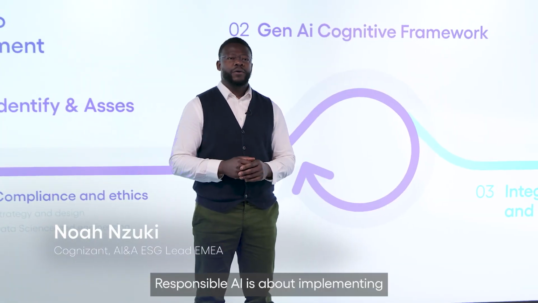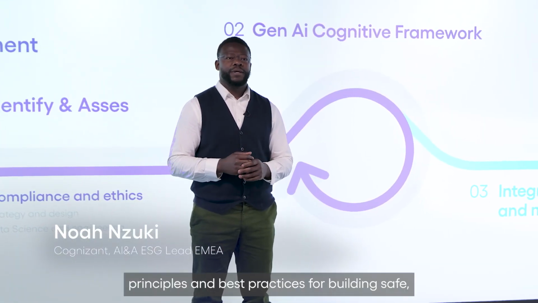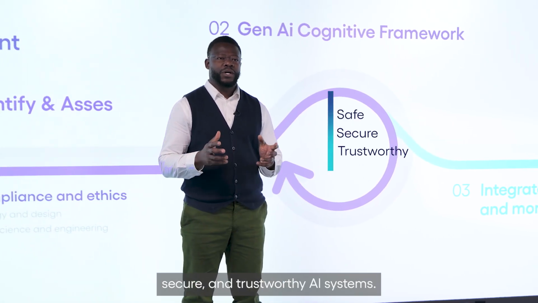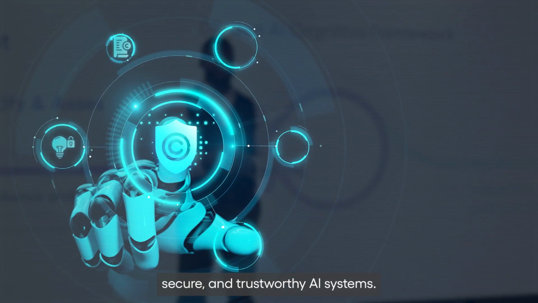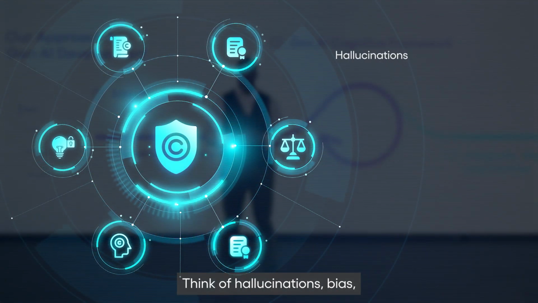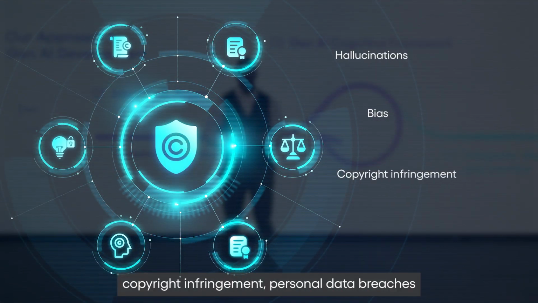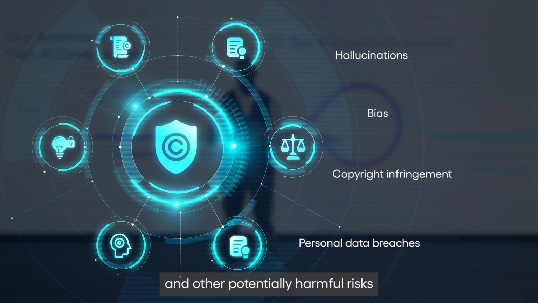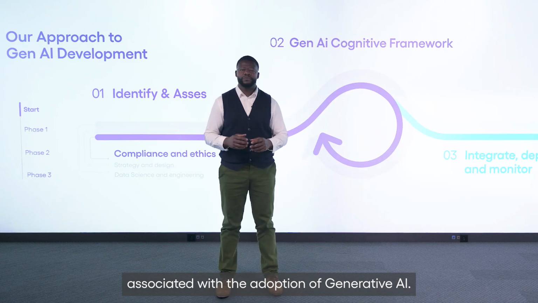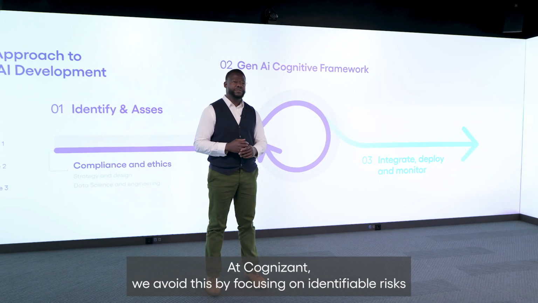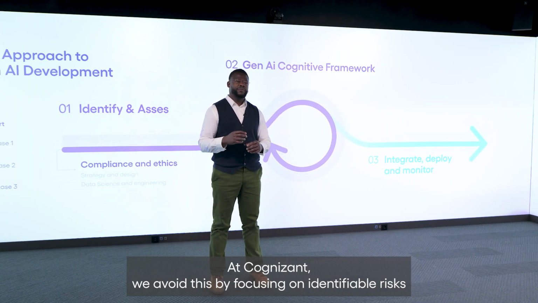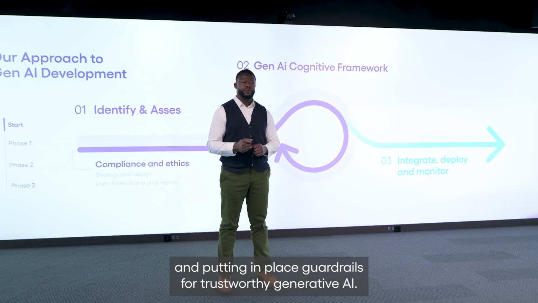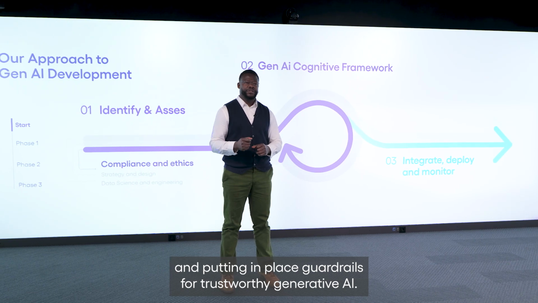Responsible AI is about implementing principles and best practices for building safe, secure, and trustworthy AI systems. Think of hallucinations, bias, copyright infringement, personal data breaches, and other potentially harmful risks associated with adoption of generative AI. At Cognizant, we avoid this by focusing on identifiable risks and putting in place guardrails for trustworthy generative AI.